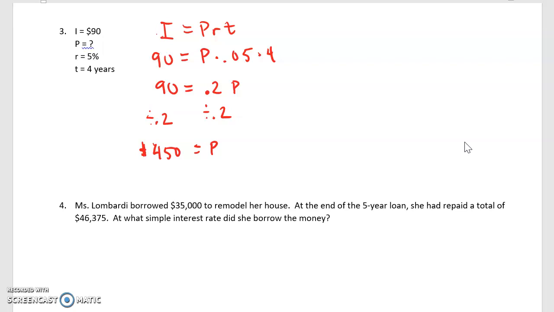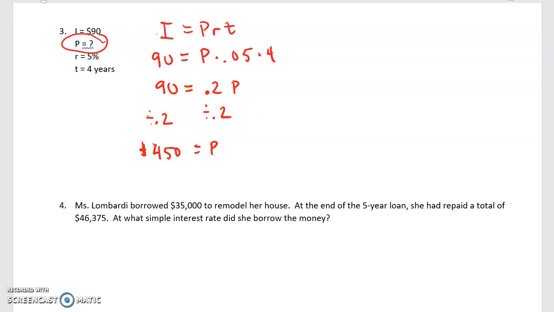So in this problem, problem number 3, we're looking for our principal. How much money did we put in the account to begin with if we earned $90 at a 5% interest rate for 4 years? So I take 0.05 times 4 to simplify. That's 2/10 or 0.2. Dividing both sides by 0.2 gives me $450.